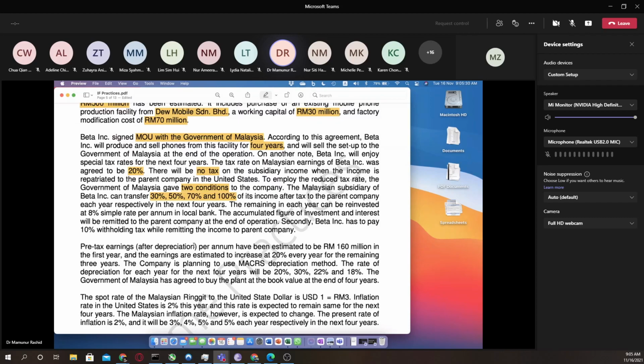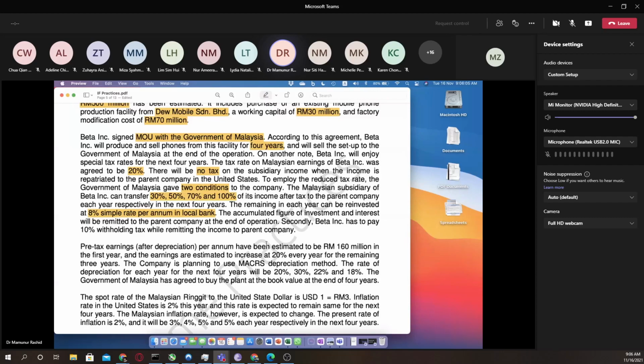So in the first year, you can transfer 30%. In the second year, 50%. In the third year, 70%, and in the fourth year, you can transfer 100%. The remaining amount in each year can be reinvested at an 8% simple interest rate per annum in a local bank. So there is a reinvestment proposal. In the first year, 30% can be sent, 70% should be reinvested. In the second year, 50% should be sent, 50% should be reinvested. In the third year, 70% should be sent, 30% should be reinvested. And in the fourth year, you can send all of it back. The accumulated figure of the investment and interest will be remitted to the parent company at the end of operation.